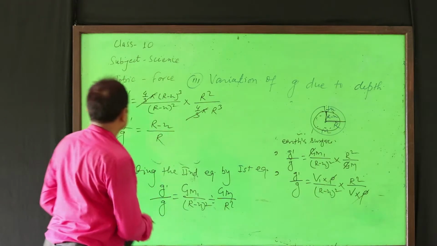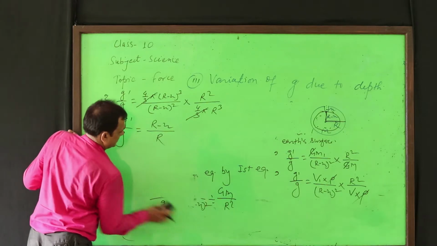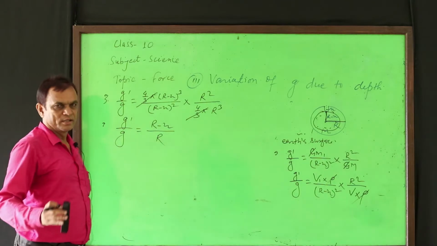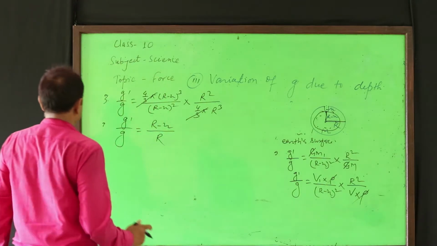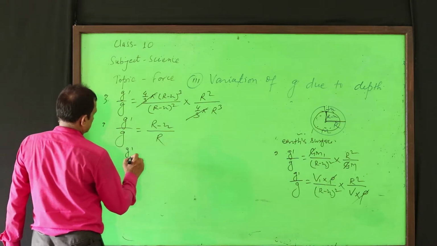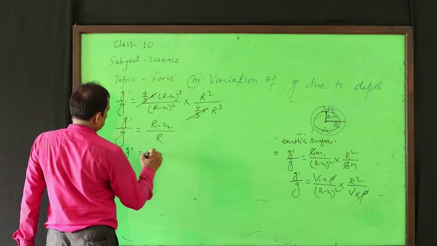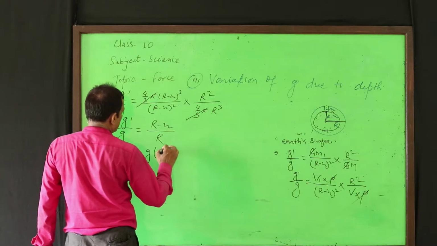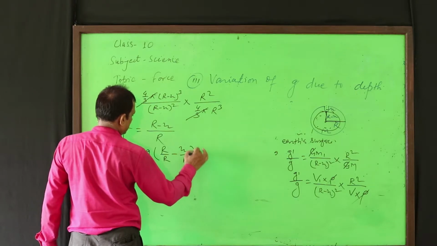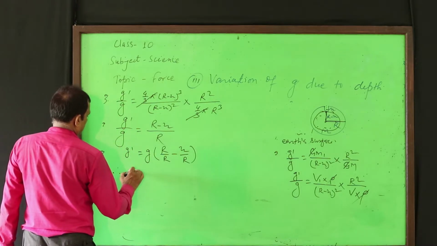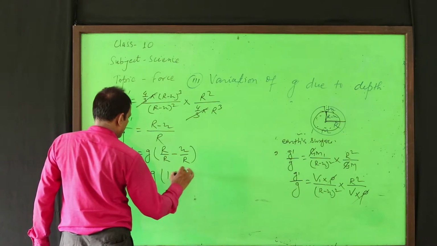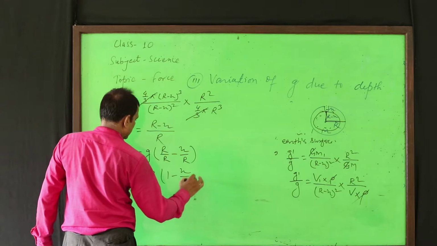Now, try to understand, please watch carefully and copy in your notebook. Or g dash equal to g into R by R minus x by R. Therefore, g dash equal to g into 1 minus x by R.